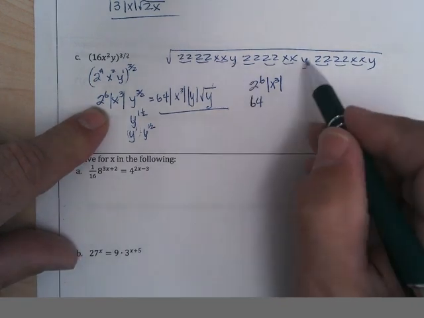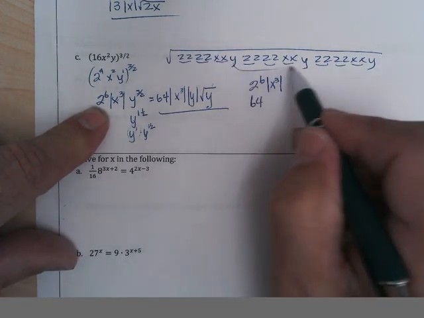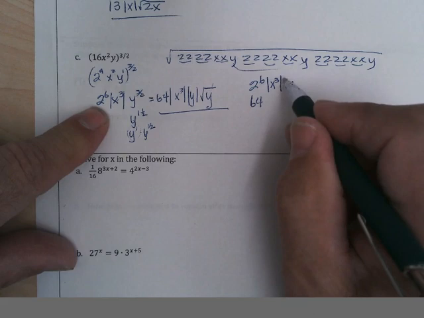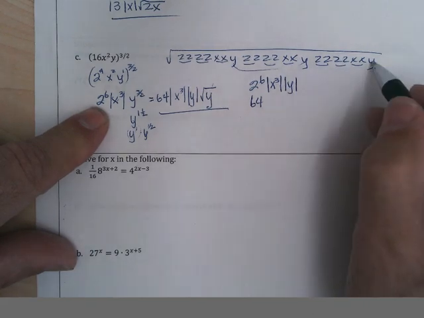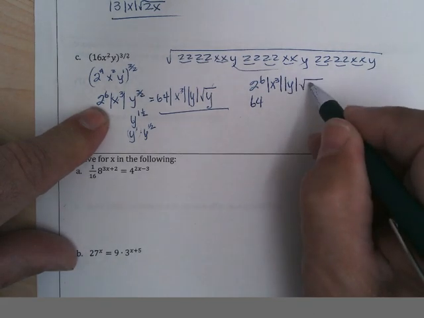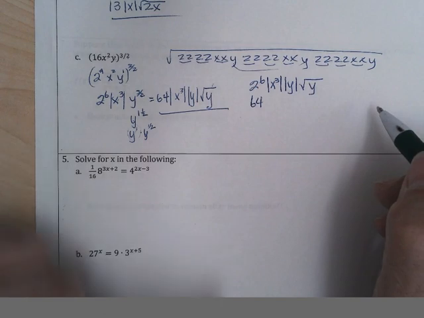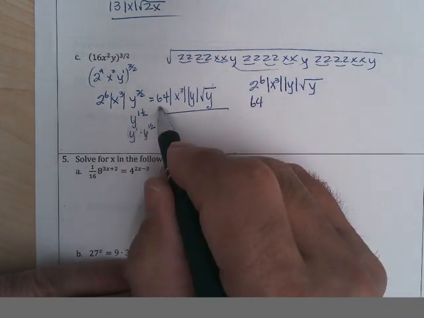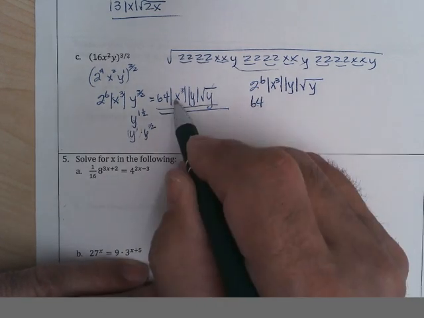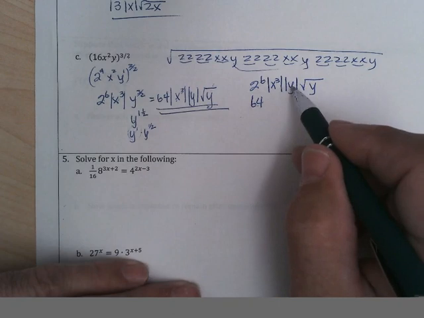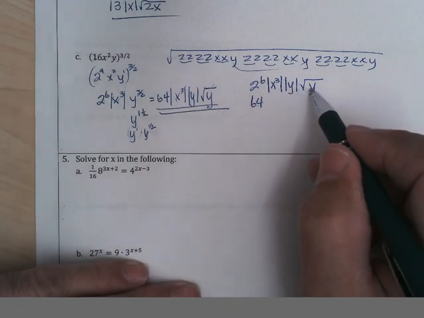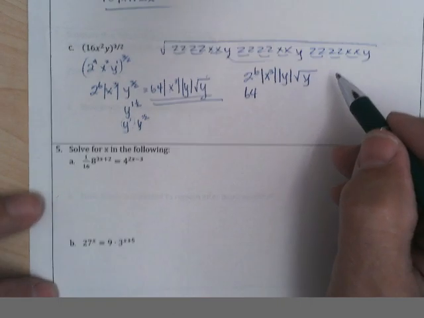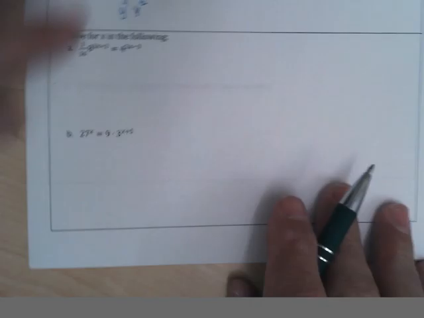And we have 1 pair of y's right here. That comes out as a single y, absolute value, and there's 1 left under the square root. And that matches the other answer that we had right here: 64, absolute value of x cubed, absolute value of y, square root of y. All right, bottom of this page.